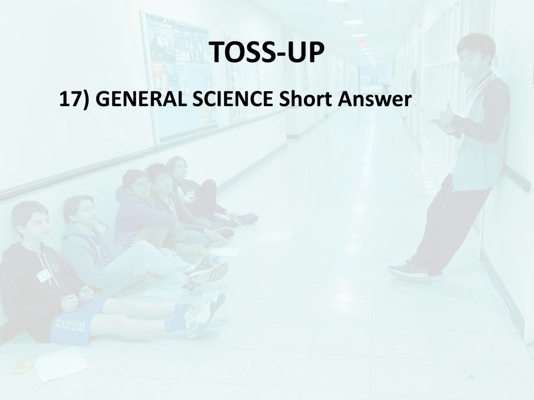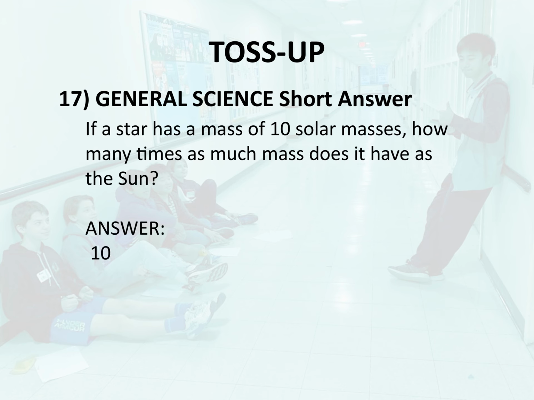Toss-up 17. General science. Short answer. If a star has a mass of 10 solar masses, how many times as much mass does it have as the Sun? Answer: 10.